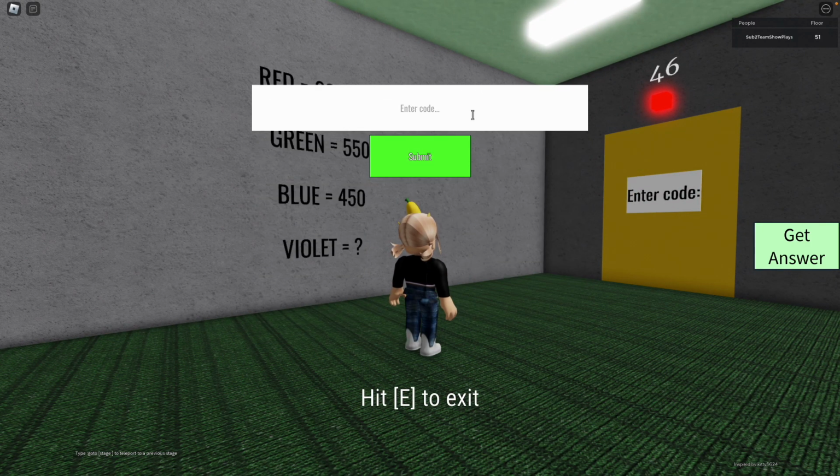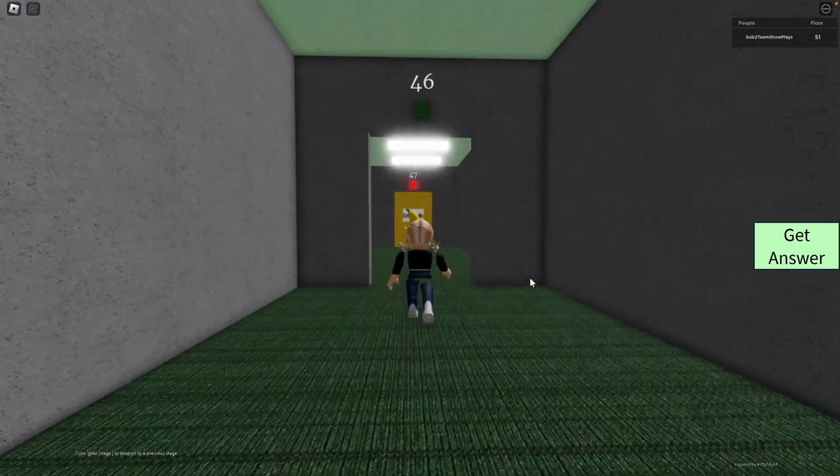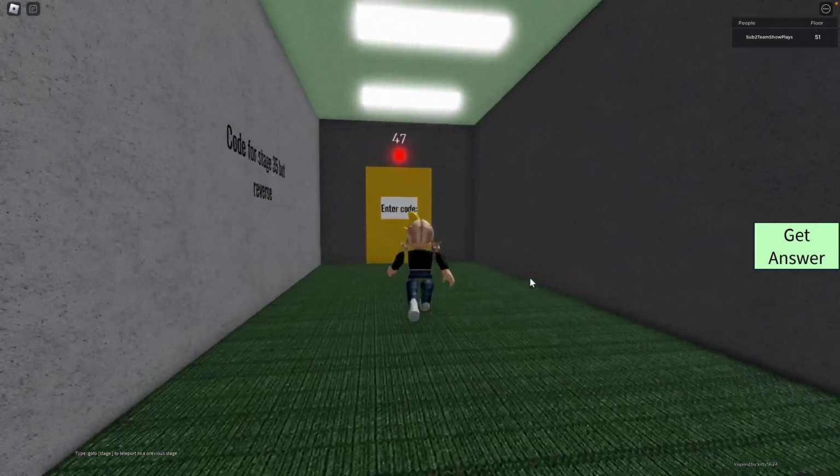Can't figure this one out. All I know is the answer online. So if you guys know how to figure this one out, I want you to tell me in the comments how they came up with Violet equals 380. Don't know. We're going to move on to the next.